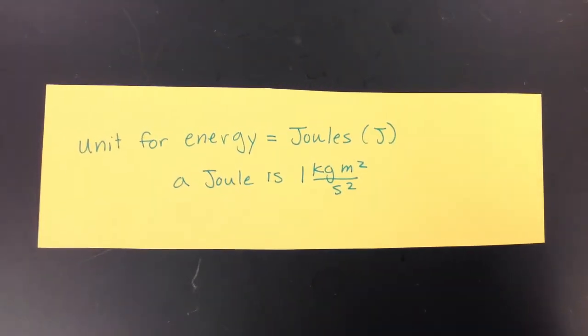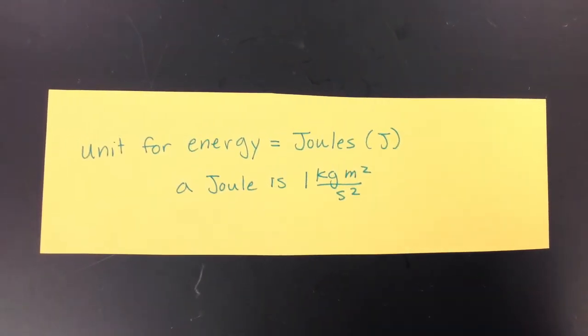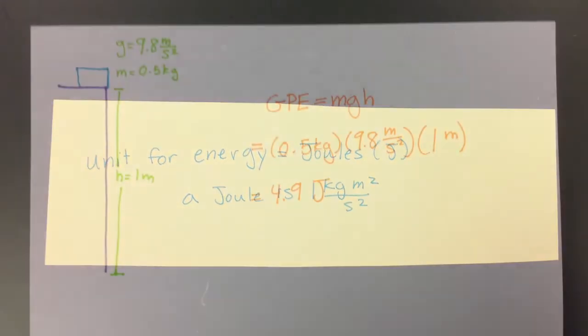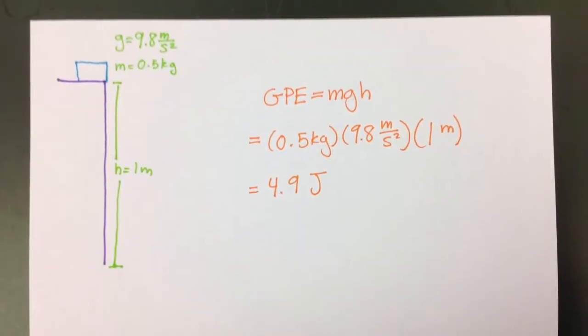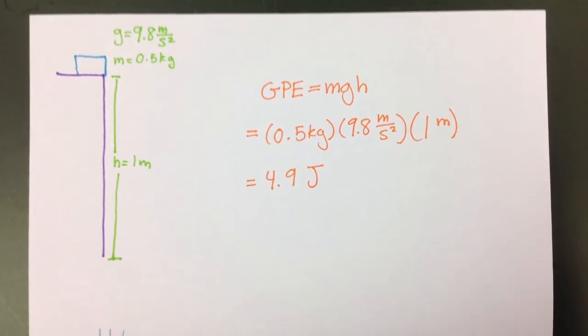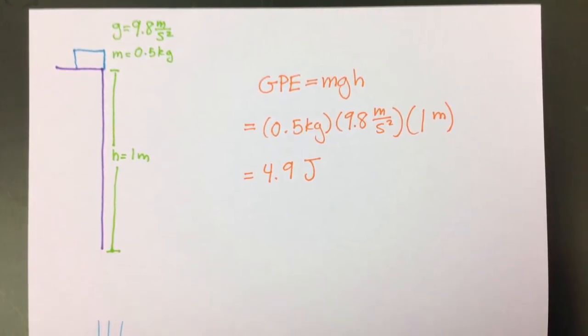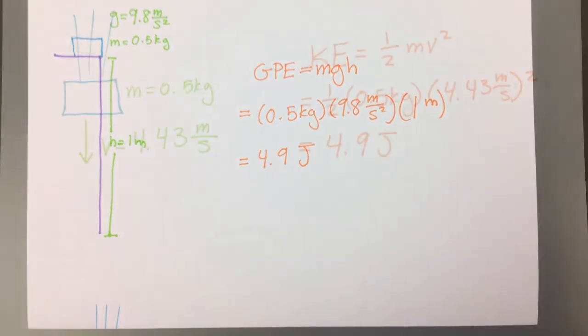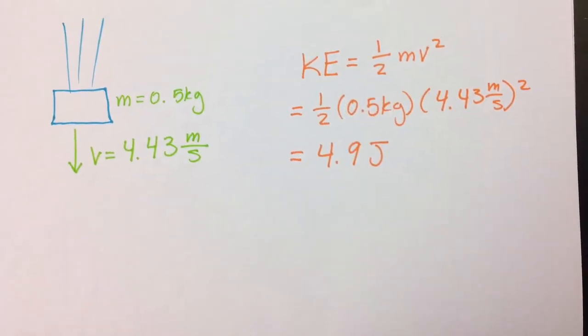The unit for energy is the joule. The joule is also known as a kilogram meter squared per second squared. Using the equations, we can also understand energy mathematically. Here's an example of a gravitational potential energy problem, and here's an example of a kinetic energy problem.